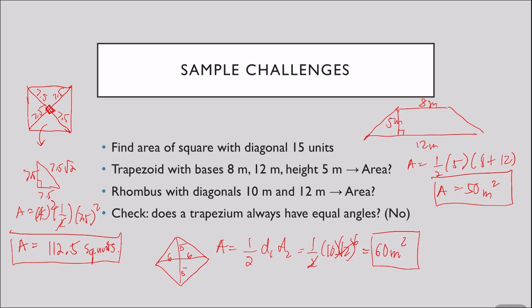And then lastly, on the last point, it says, does a trapezium always have equal angles? Since there will be no parallel lines, there will be no symmetry in terms of the angles. So definitely, they won't have any equal interior angles. So that is pretty much quadrilaterals.